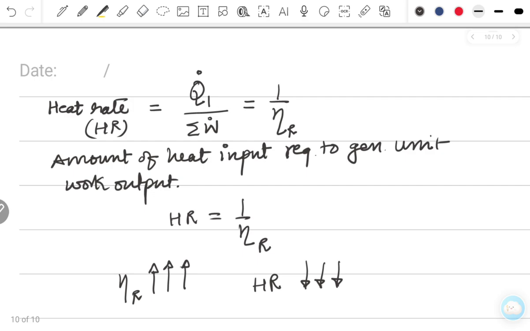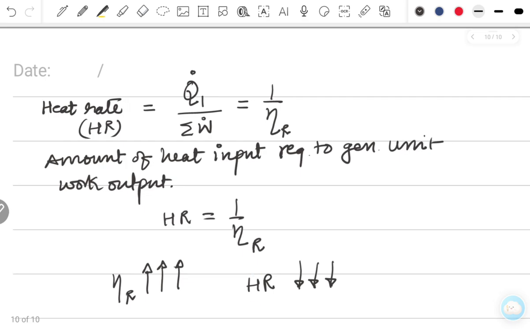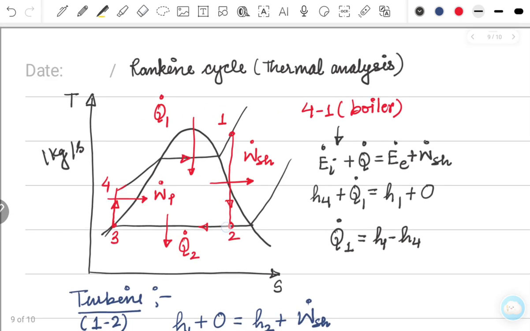And in the next lecture, we'll be learning about the economizer, evaporator and superheater, because right now, if you look, we have taken 4 to 1. We have not considered the economizer, evaporator, and superheater separately. But we should also understand what the fraction of energy taken up by each is. So in the next lecture, we'll be learning about that.